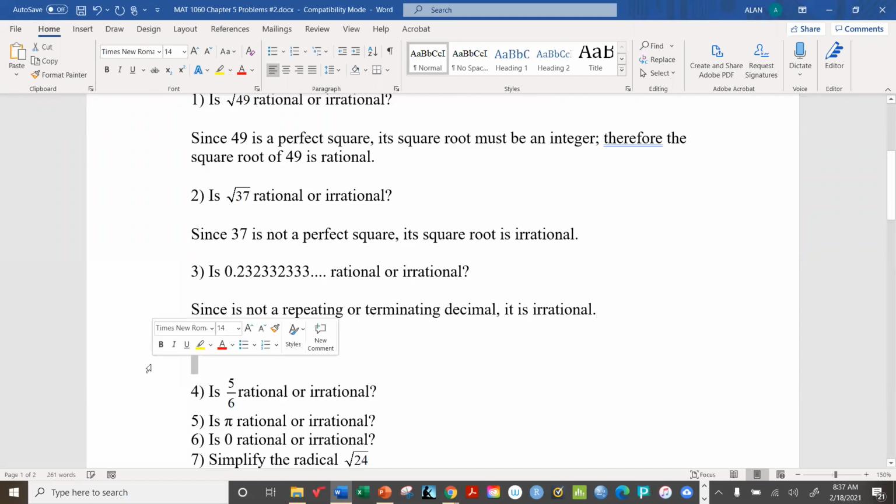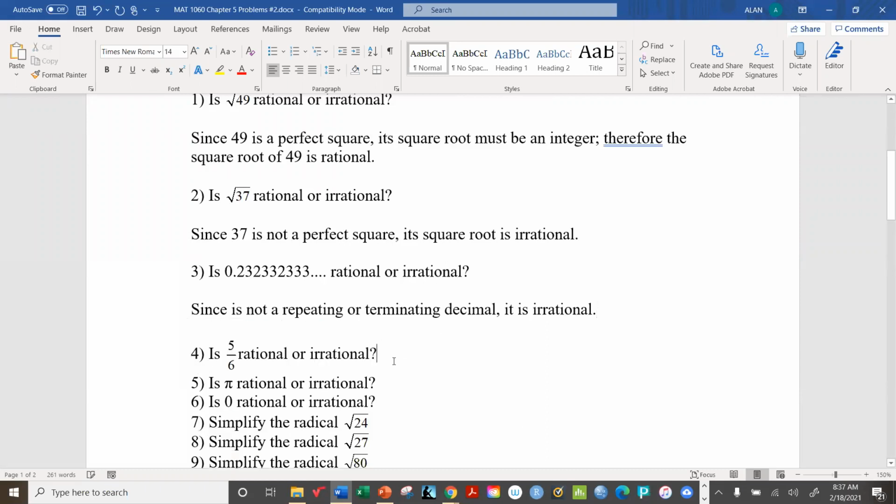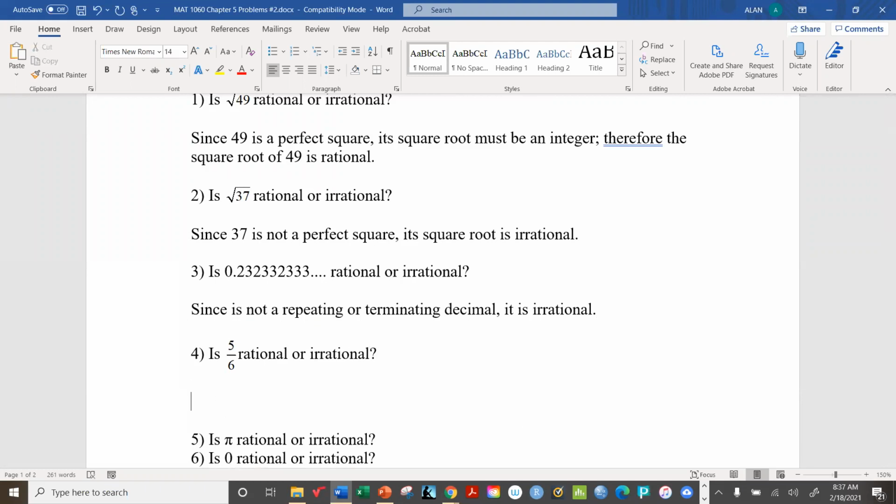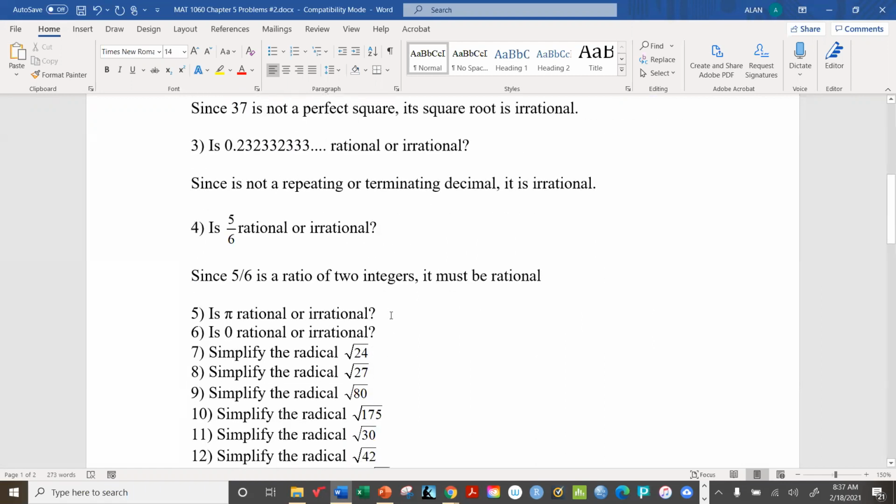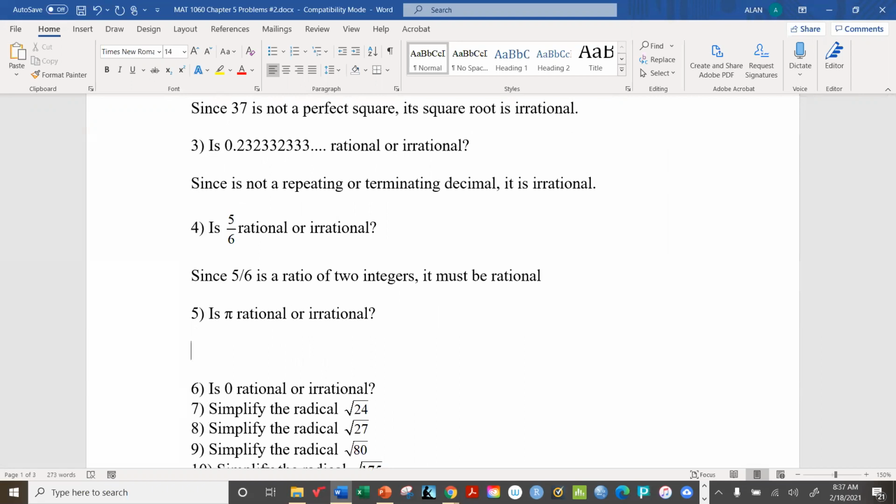All right. Is 5/6 rational or irrational? Well, since it's a ratio of 2 integers, it must be rational. That's because that's what rational actually means. Okay. Now pi, we know, we don't have to explain it. I mean, it's understood. Pi is irrational. End of story.